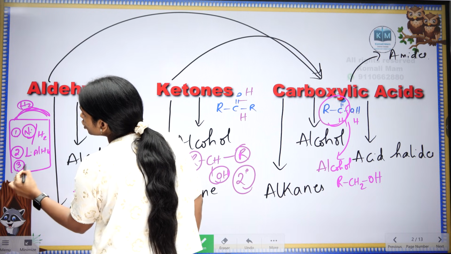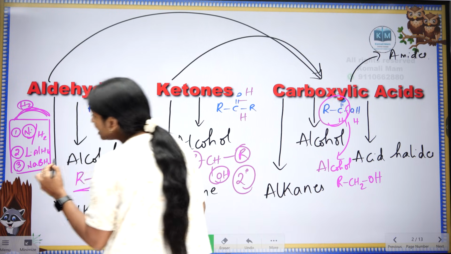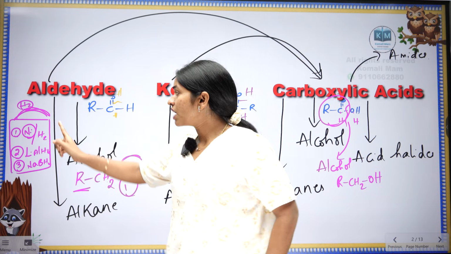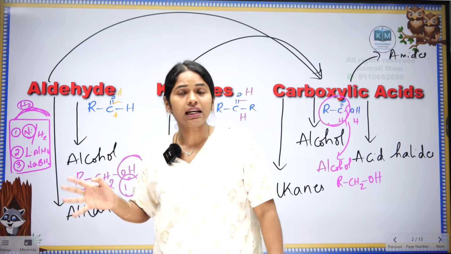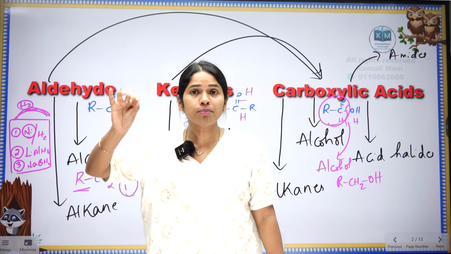LiAlH4. Third one, sodium borohydride, NaBH4. These three are the most important reducing agents. Repeat: hydrogen over a nickel catalyst. Second one is lithium aluminium hydride. Third one is sodium borohydride.